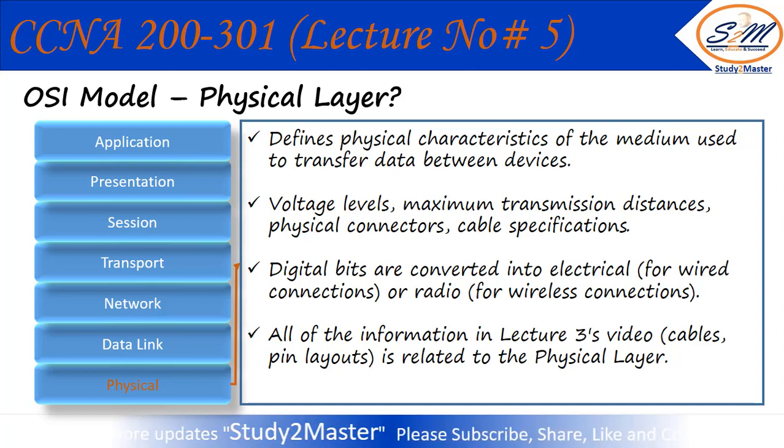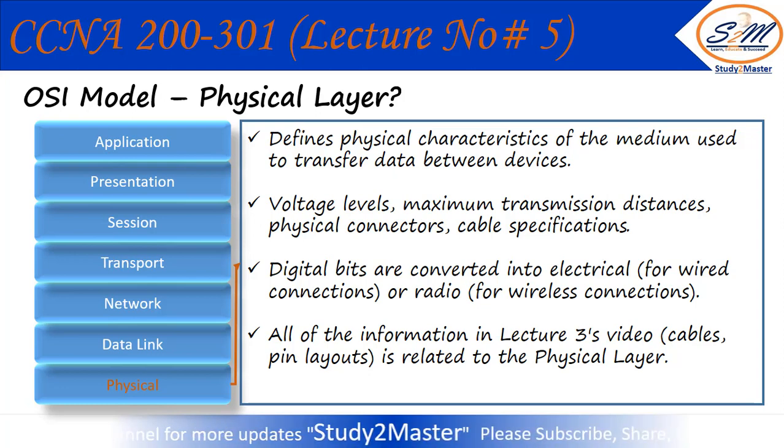OSI model, physical layer. Why did I review the OSI model from lecture number 3? Because Ethernet switching, or packet switching in the same LAN, involves two layers of the OSI model: layer 1, the physical layer, and layer 2, the data link layer.